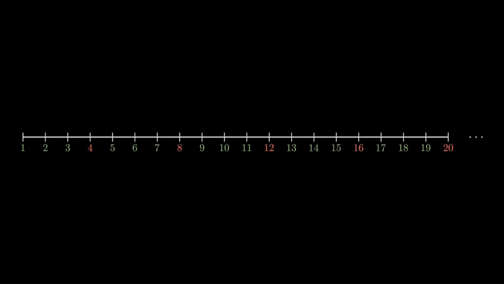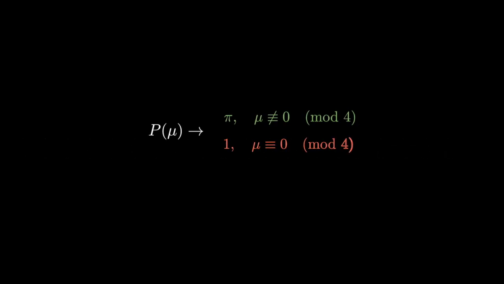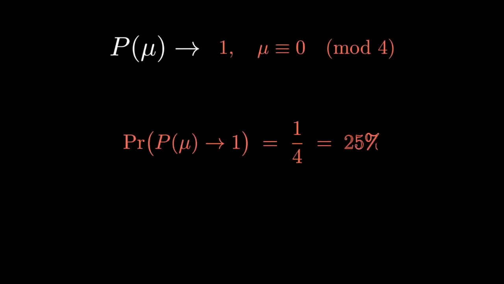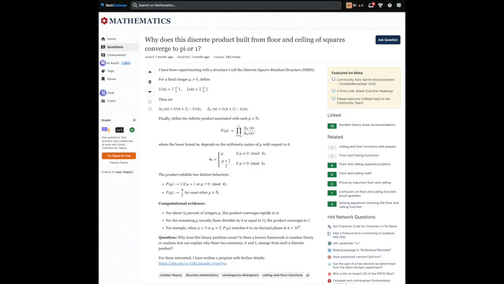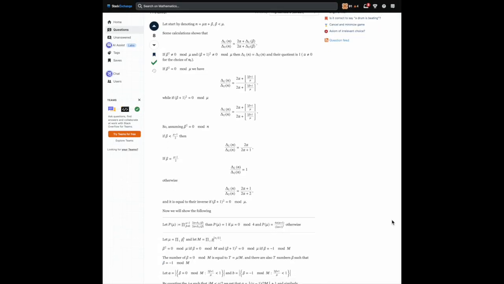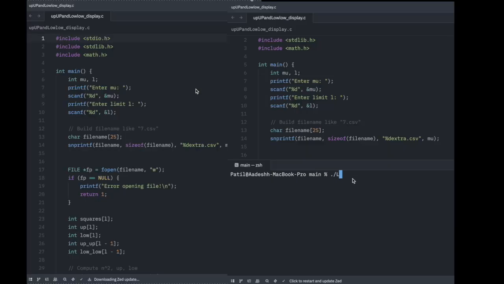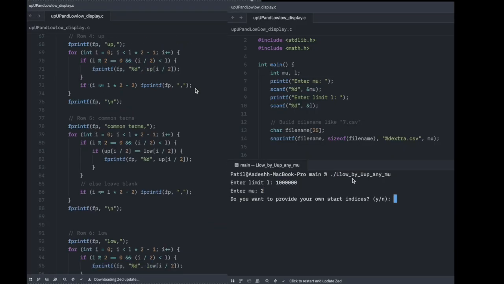75% of positive integers, all those not divisible by 4, make the DSRS product converge to pi. The remaining 25%, the multiples of 4, converge to 1. To be sure, I shared it on StackExchange and got a formal proof sketch confirming this behavior. That gave mathematical backing to what started as a simple curiosity test in code.